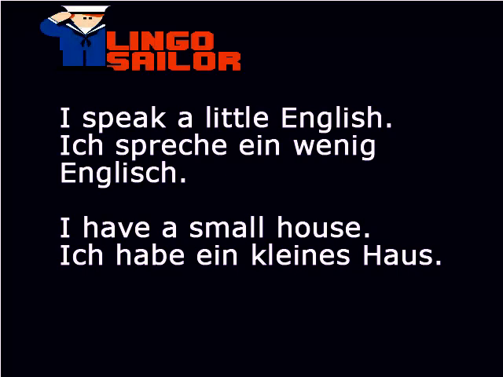Another sentence. I have a small house. House in German is das Haus. So it is: Ich habe ein kleines Haus. Kleines Haus. Remember, because the verb habe demands the accusative declination and das Haus is neuter, the neuter declination of the indefinite article is es. And so it's: Ich habe ein kleines Haus.